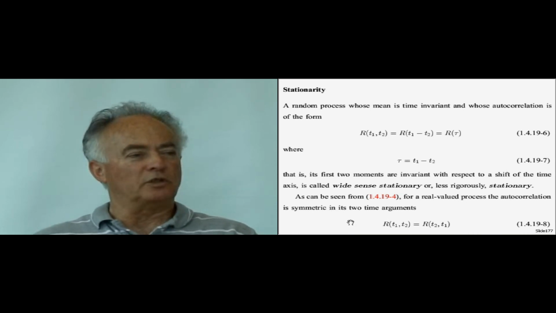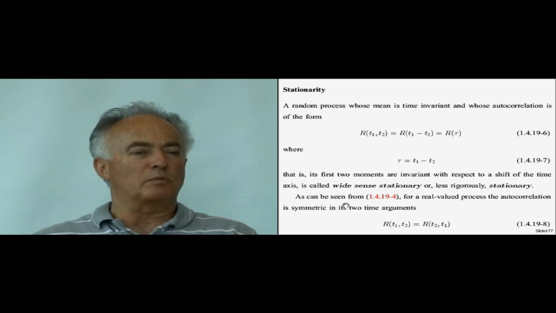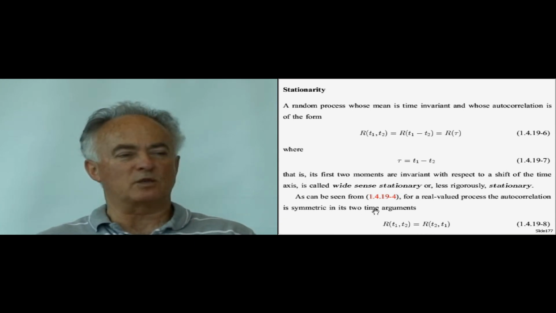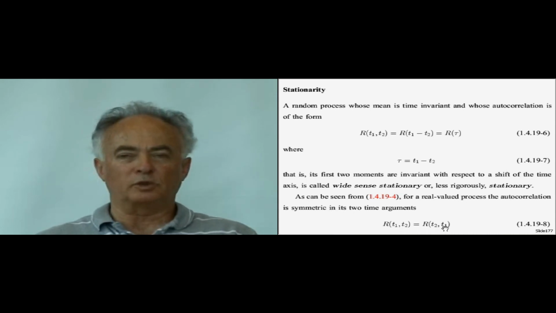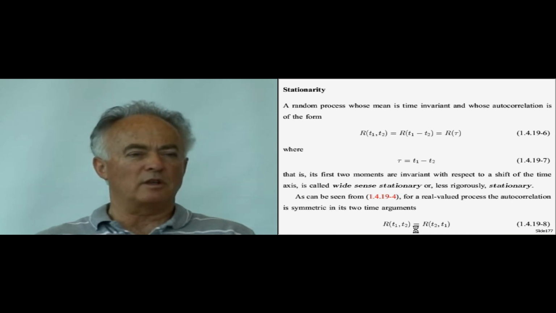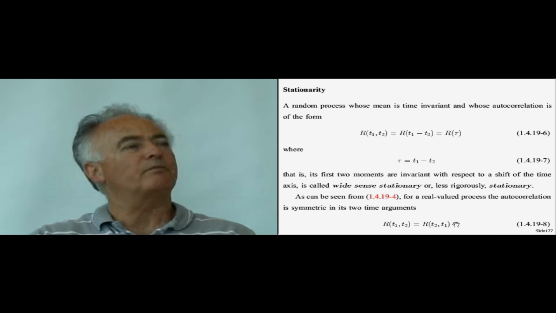Another important issue is that for a real-valued process, the autocorrelation is symmetric in its two time arguments. R(t1, t2) is R(t2, t1) because the product that we take is commutative. When we talk about complex random processes, one will be the conjugate of the other, because the autocorrelation is the first times the conjugate of the second one, but this is typically used in signal processing. In this course, we are not going to need it, but it's good for you to be aware of it.